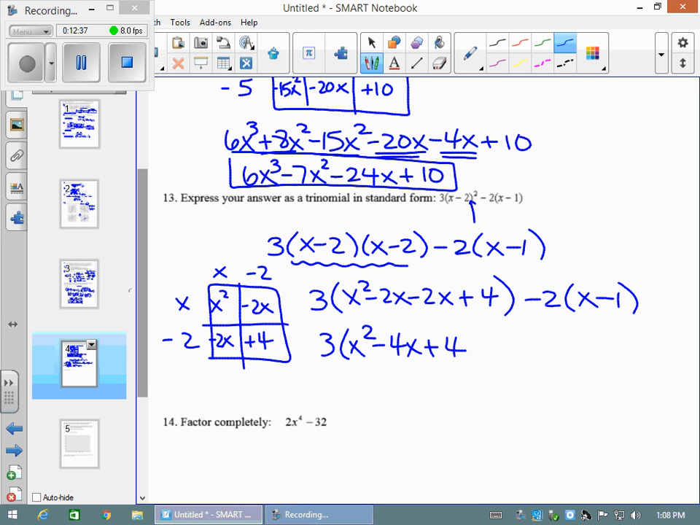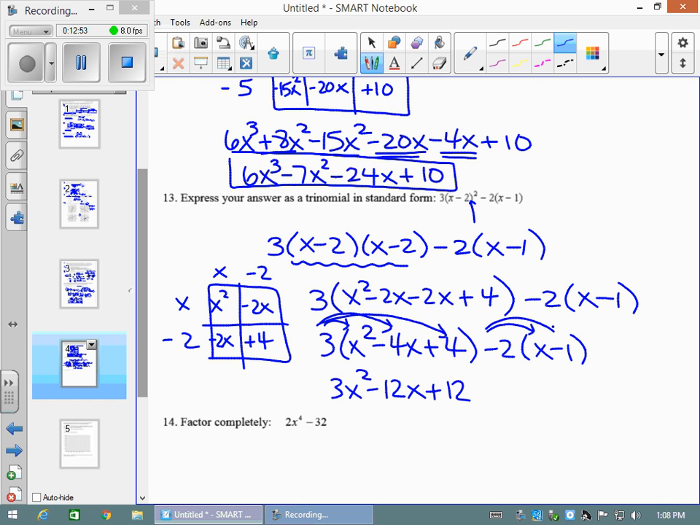Now I need to distribute the 3. So I'm going to get 3x squared minus 12x plus 12. Now when I distribute this negative 2, just remember that the sign goes with it. So negative 2 times x is negative 2x. Negative 2 times negative 1 is positive 2.